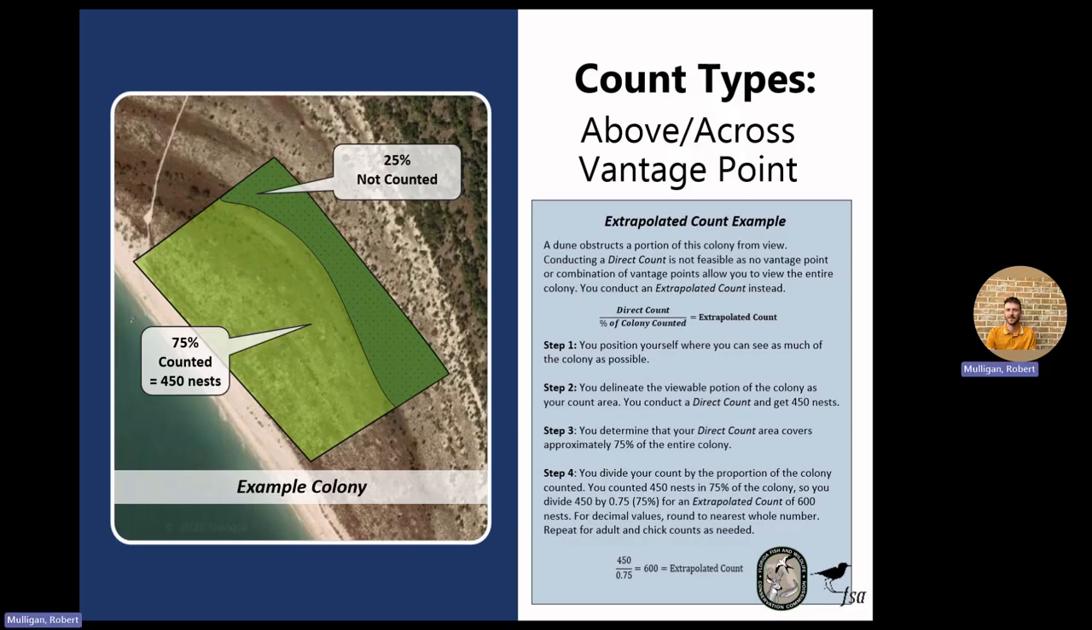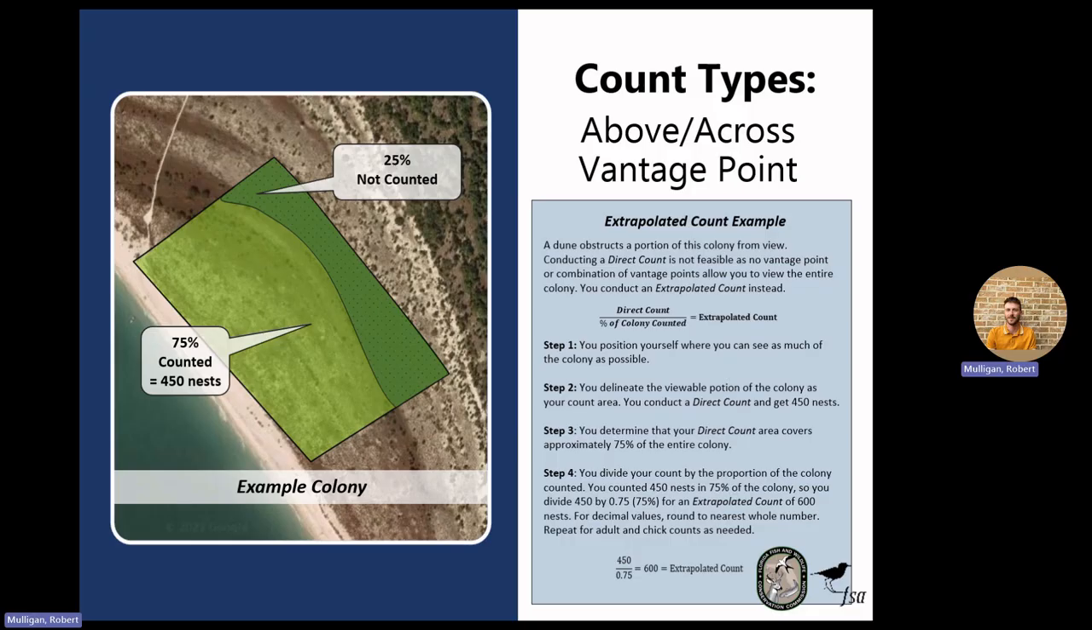The definition for extrapolated count can be found on page 12 of the Breeding Bird Protocol. Because the use of extrapolated counts at rooftop sites is uncommon, the example in the protocol is of a ground colony, but the same process for conducting extrapolated counts still applies. Let's walk through the protocol's example colony as it applies to rooftops.